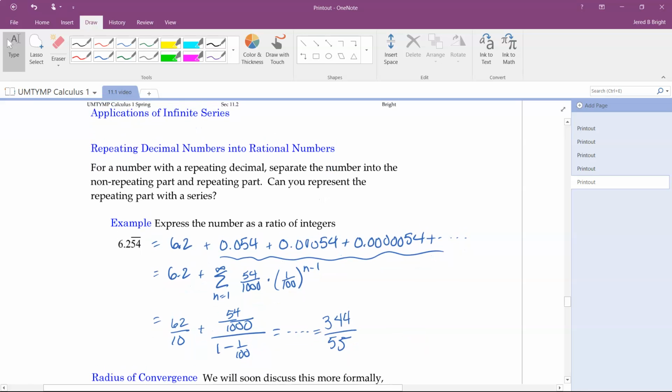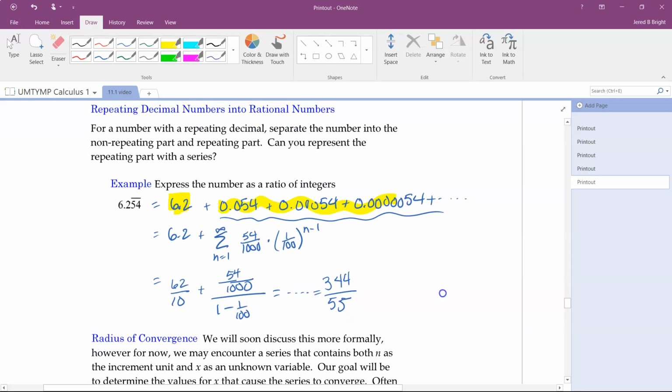So the idea with repeating decimals or rational numbers: express it first as its non-repeating and then repeating parts, and then represent the repeating part as a series.